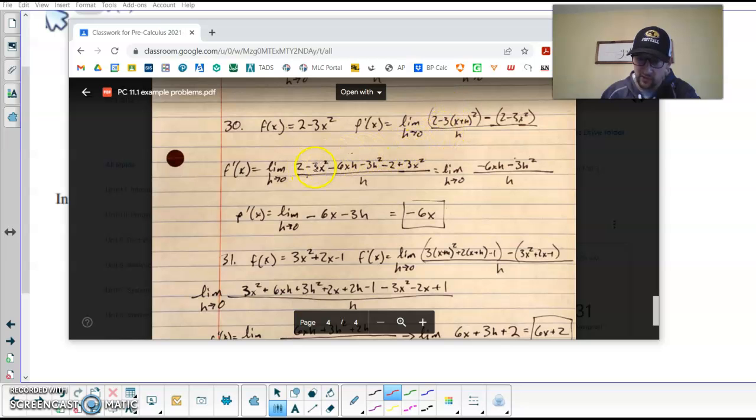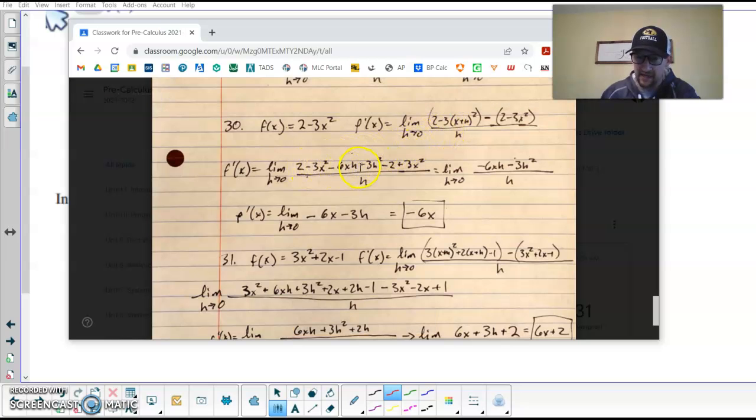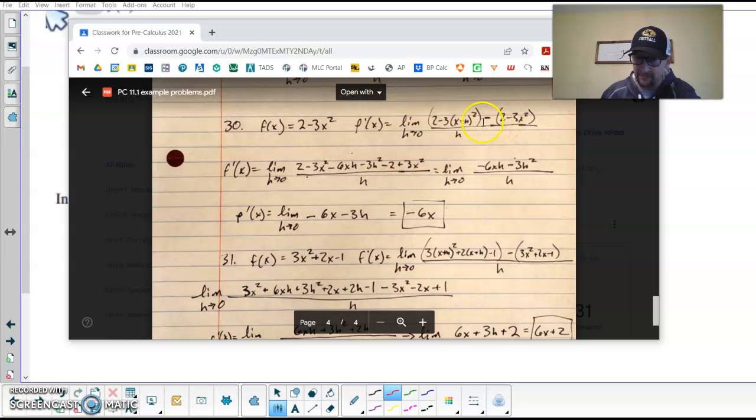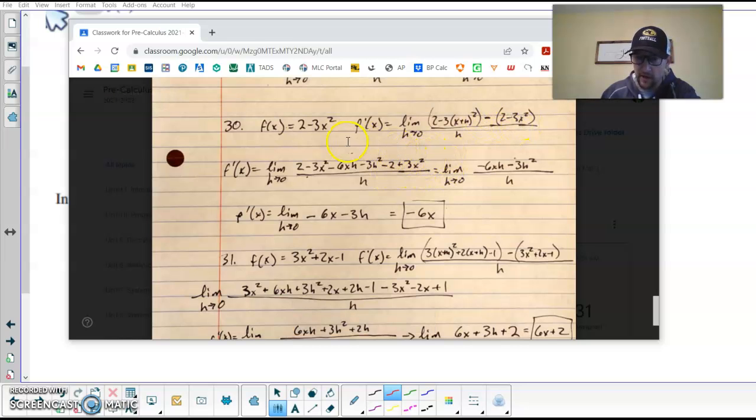I got -3x squared minus 6xh minus 3h squared. The 2 is still there. It didn't go anywhere. I distribute the -1 here to get -2 plus 3x squared. That's why those terms are what they are. Combine like terms. 2 minus 2 is 0. -3x squared plus 3x squared is 0. All I'm left with is -6xh minus 3h squared. That's what you see over here.